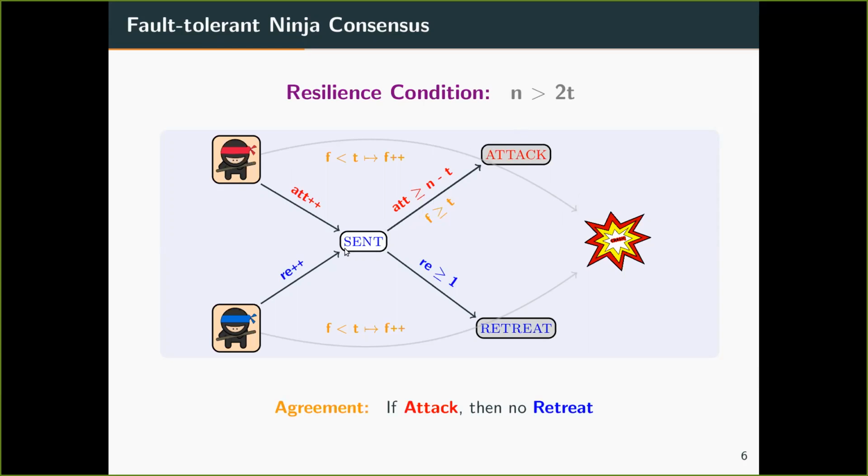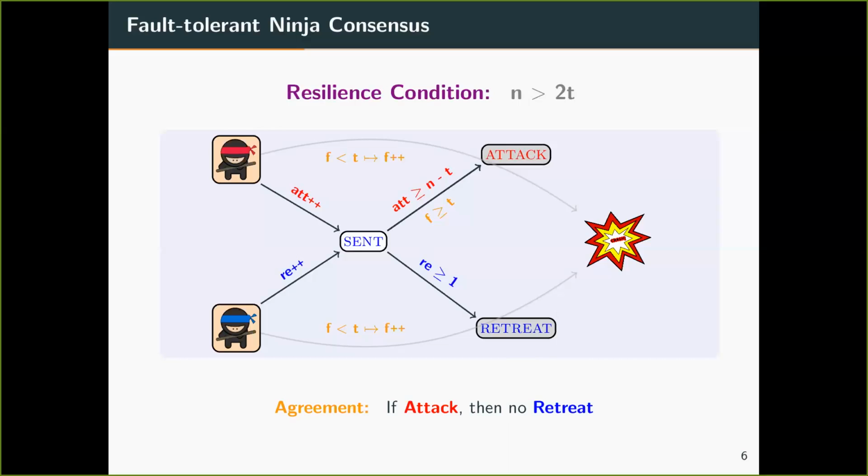So now the safety specification is the same as before. We require that if at least one ninja moves to the attack state, then no ninja moves to the retreat state. So this task we call the fault-tolerant ninja consensus problem because it tolerates a certain number of faults in order to achieve consensus. Okay.